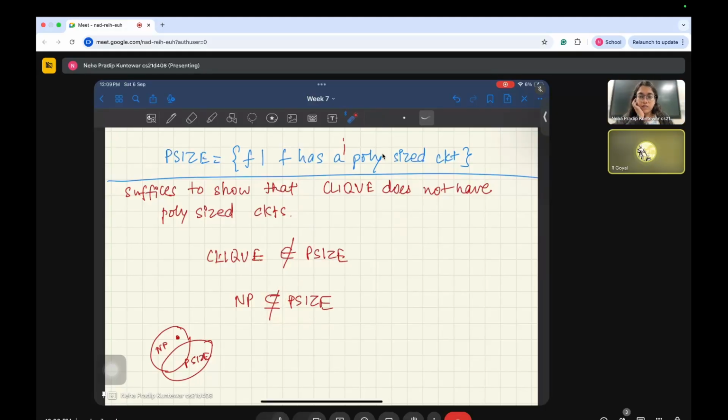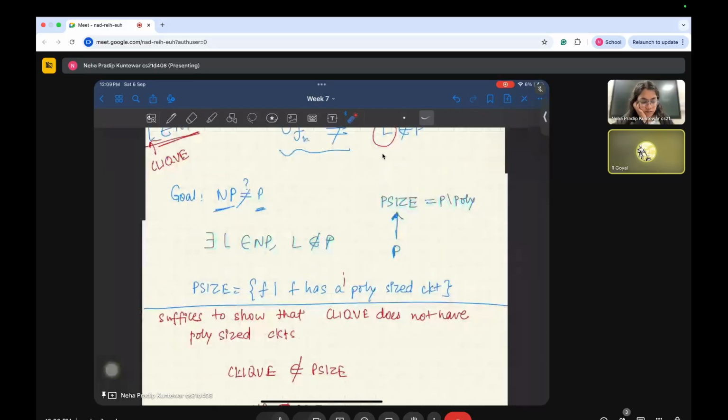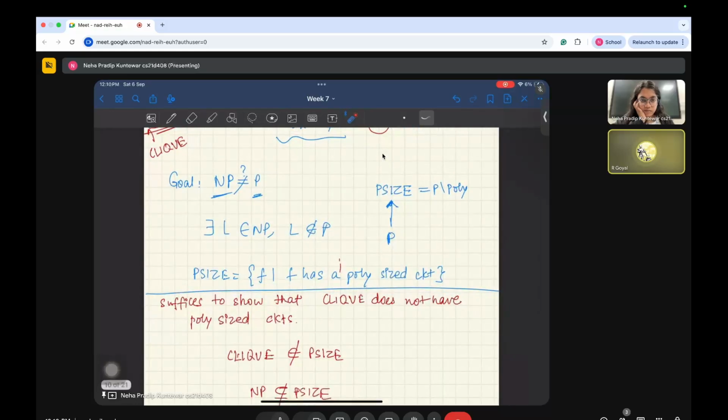So this P-size complexity class was not covered, and because you elaborated this in this way, I was thinking that in the case of CLIQUE, non-determinism works, but then the advice is not working. Why so?